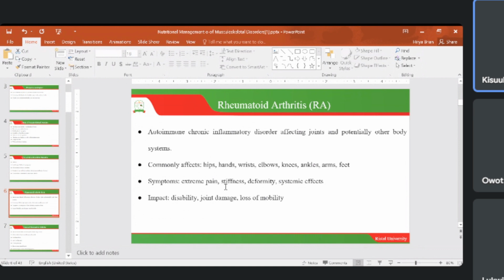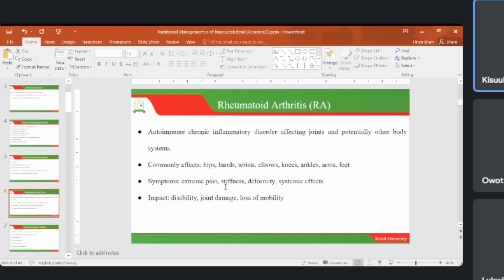Commonly, these inflammations will be at the hips, hands, wrists, elbows, knees, ankles, arms, and feet. Here the body, although people tend to say that it mistakenly attacks its own tissues, leads to inflammation of the synovium, which is the lining of the joints. And like what we've seen, it can lead to joint damage, and at the end of the day, in chronic cases, it could affect the eyes, the skin, the lungs, and also other blood vessels.